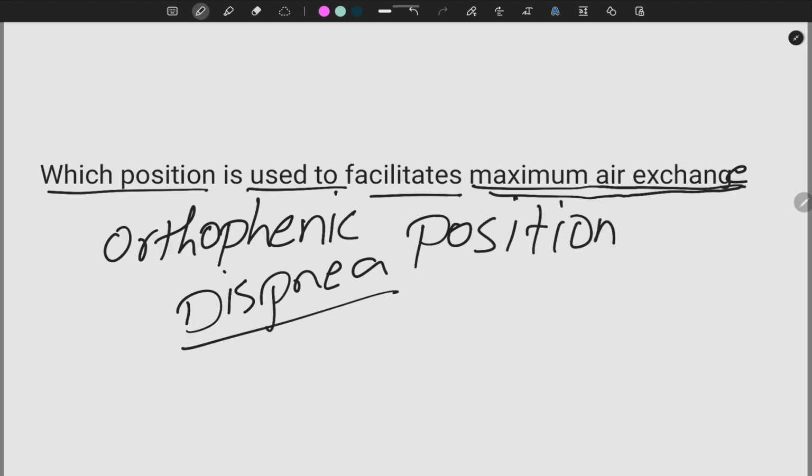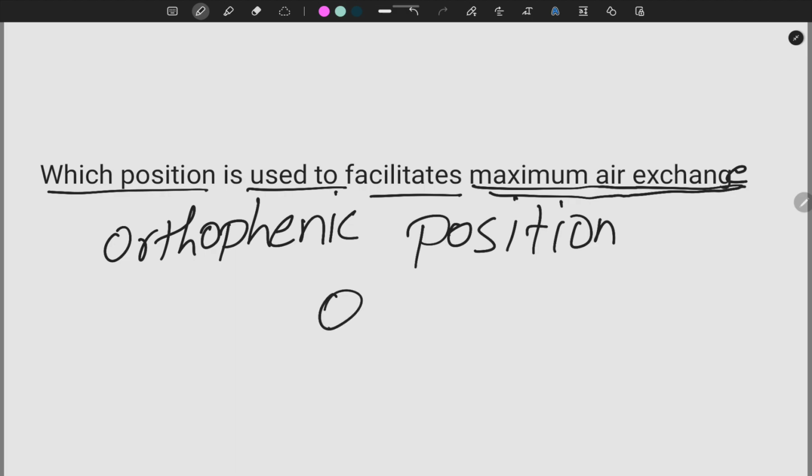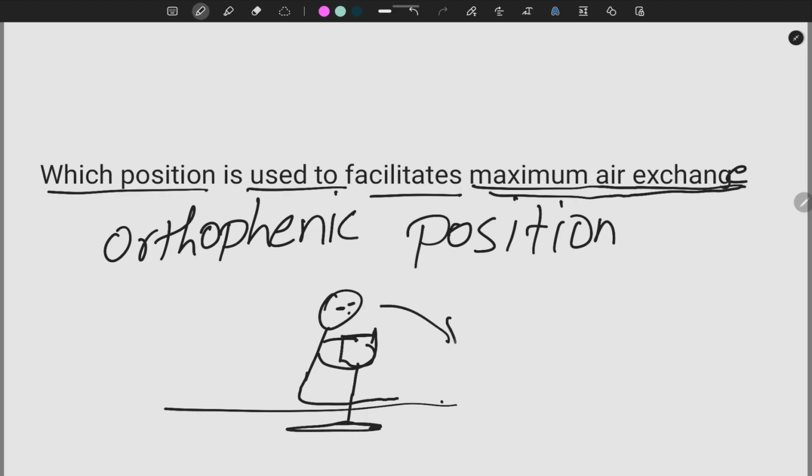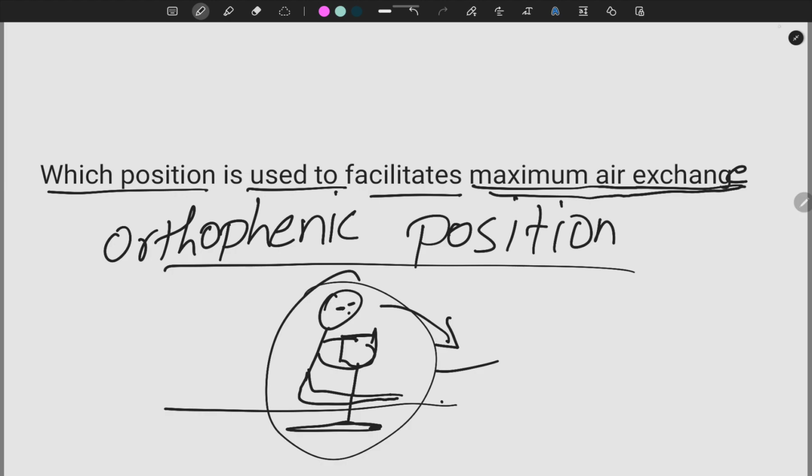So in this position, the patient will sit on the bed, leaning forward. He will put his hands on this, and this is a bed. Okay, so he will sit at a cardiac table. So this is a cardiac table, and he will lean forward. So this is called the orthopneic position.